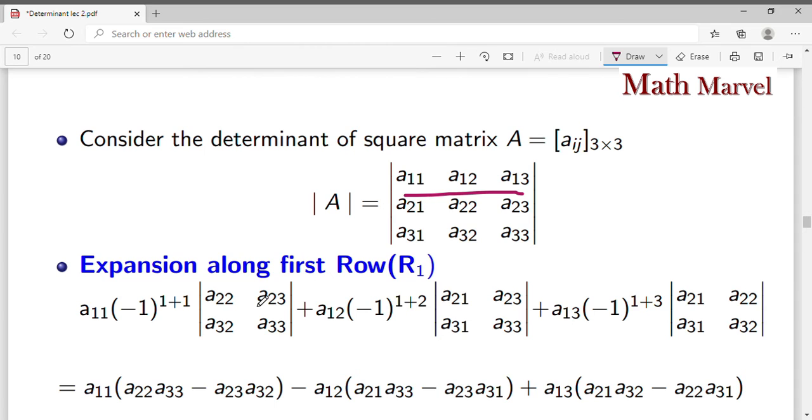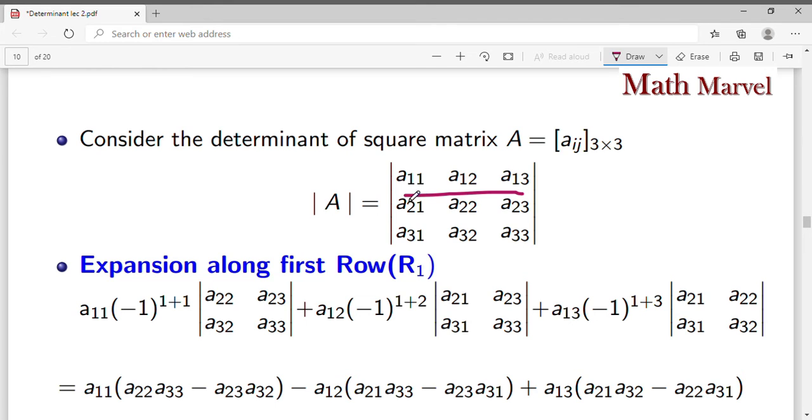To expand this, write the first element of the first row, so A11. Here we are using the first row. First consider the first element of the first row, A11, keep as it is, into minus 1 raised to 1 plus 1, since this element is from row 1, column 1. So this element is from the row and this element is from the column.